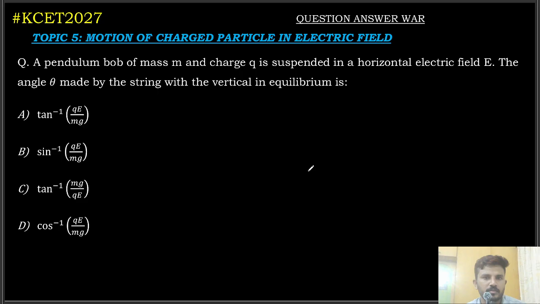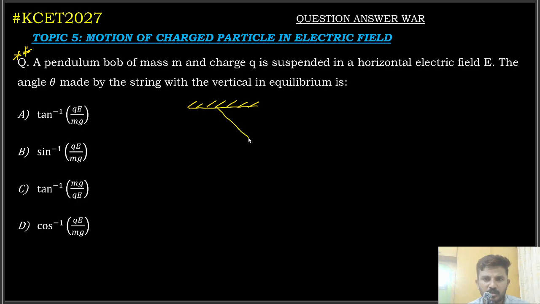Okay. Then we have a pendulum bob of mass m and charge q suspended in a horizontal electric field. This is very, very important for KCET. All these questions are important. So this one is different compared to the previous question that we have solved. The angle theta made by the string with vertical in equilibrium is. Let us discuss this. Here we have this rigid support. A pendulum bob of mass m, charge q is suspended.